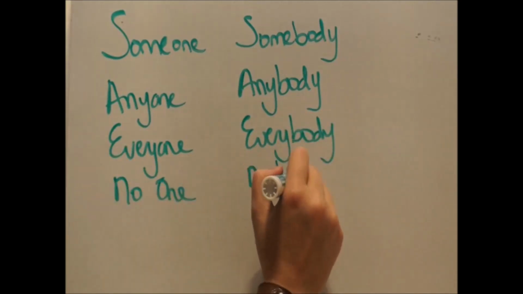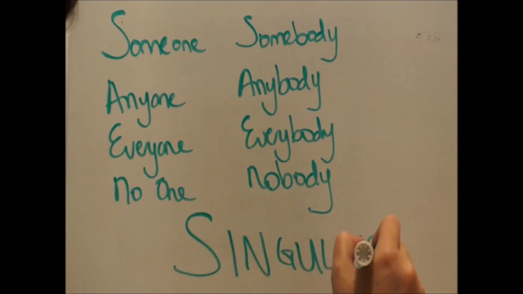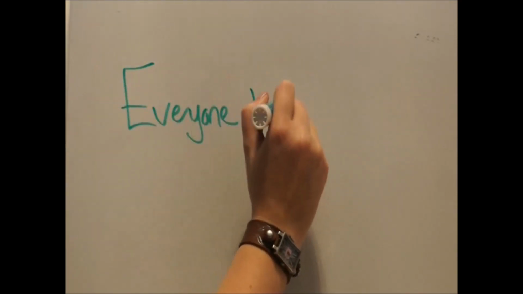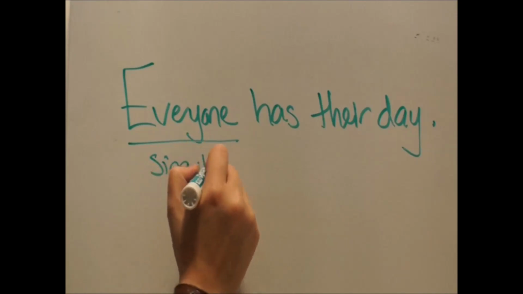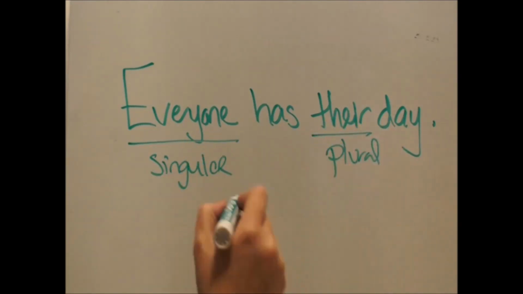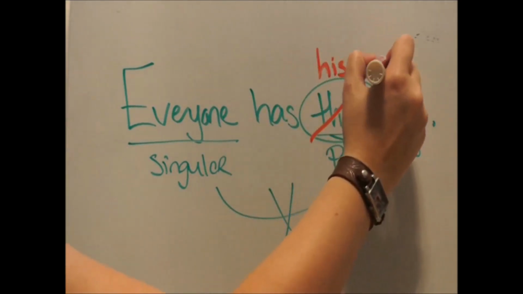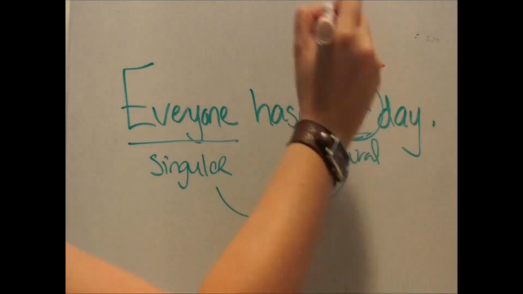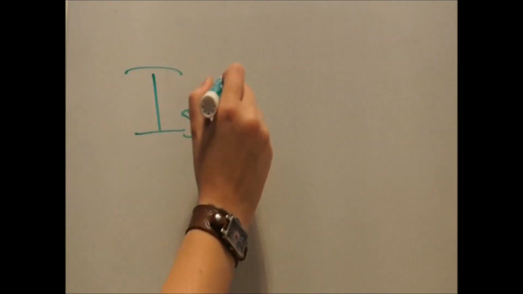Well, all of these words, someone, somebody, anyone, anybody, everyone, everybody, no one, nobody, are singular. So what does that mean? Let's take a look at this sentence. This is a common sentence, right? Everyone has their day. Well, everyone is singular. Their is plural. These two things do not match, so you need to change your pronoun. Well, all right, we'll make it everyone has his or her day, but that's being gender specific, so why don't I just say everyone has a day and avoid the issue?